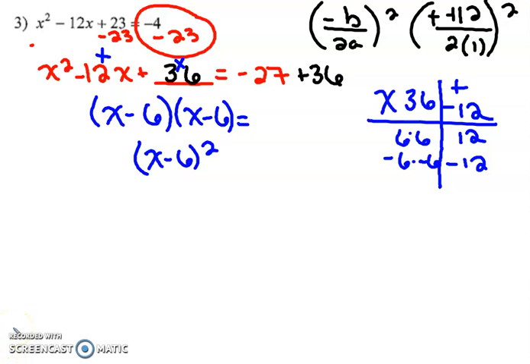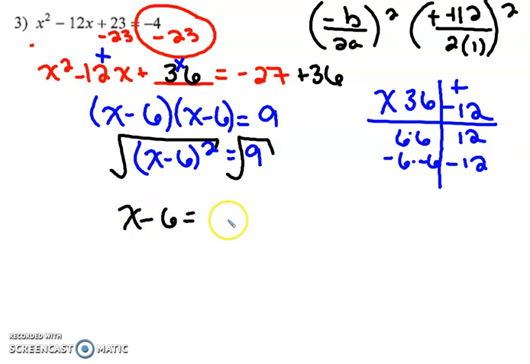Okay, so you've got negative 27 plus 36 over here, which is 9, not negative 9. Why am I thinking negative 9? Equals 9. Then I have to get rid of this square by square rooting it. So I have x minus 6 equals plus or minus 3.